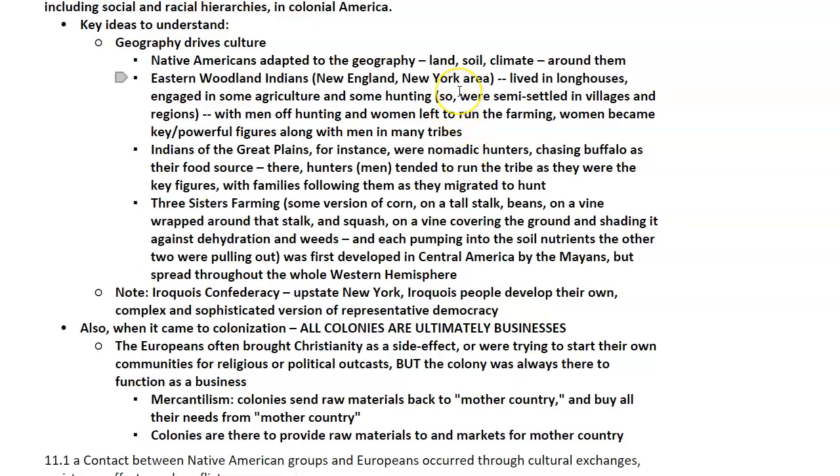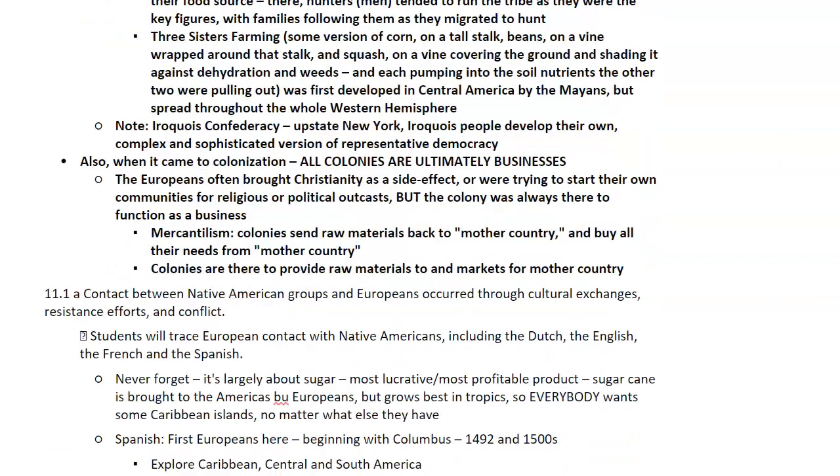That also affected gender roles for men and women. It affected how they organized their tribal governments. We see how much influence this can have. So we talked about the Three Sister Farming and the Iroquois Confederacy. Now, let's talk about something else.